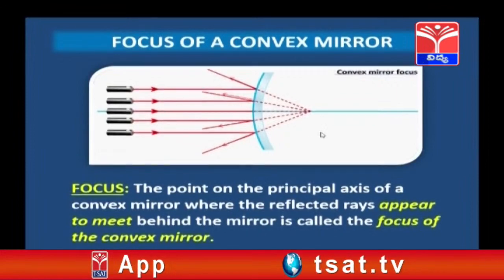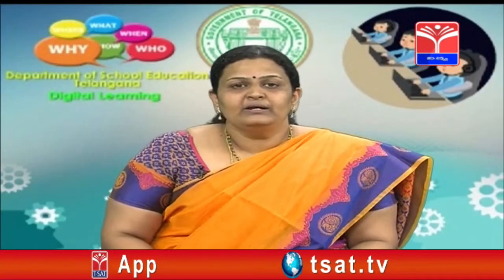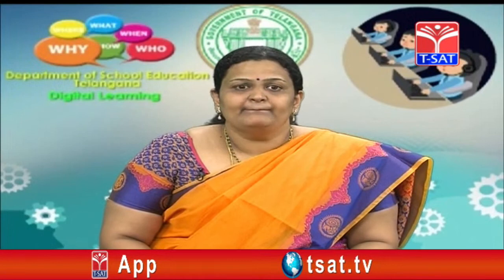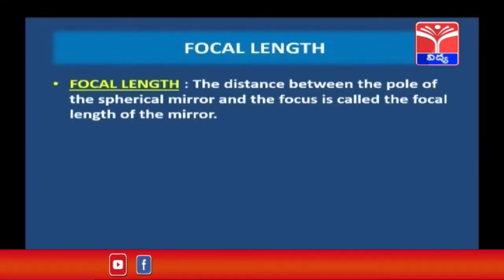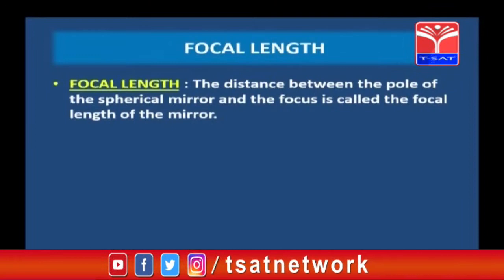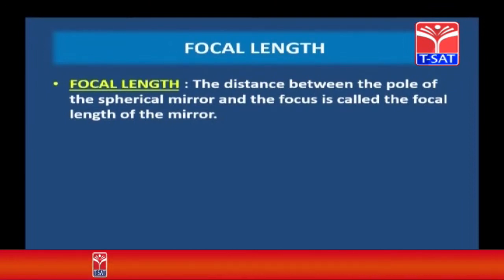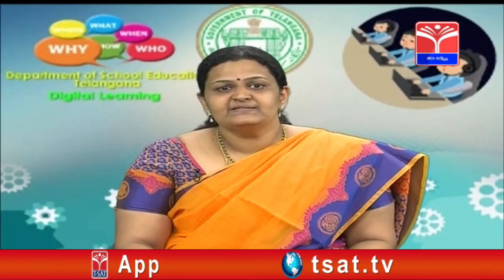Let us understand what the focal length is. The focal length is the distance between the pole of the spherical mirror and the focus. The distance between the pole of the spherical mirror and the focus, that is, where the image was formed, is called the focal length of the mirror. This is suitable for both concave and convex mirrors.